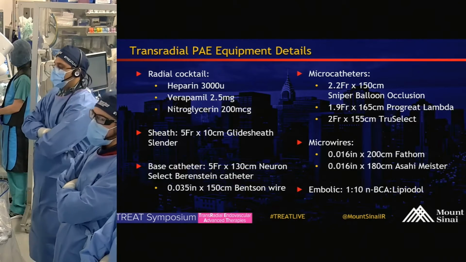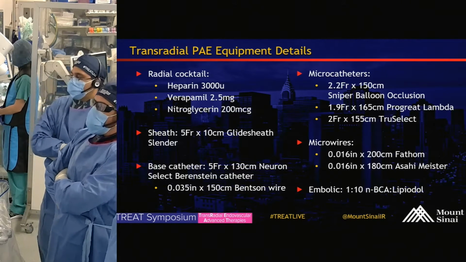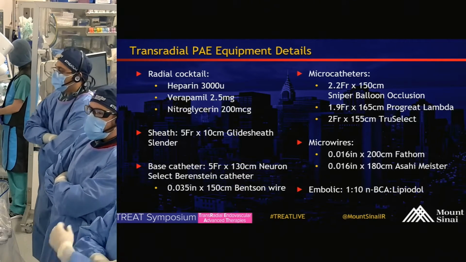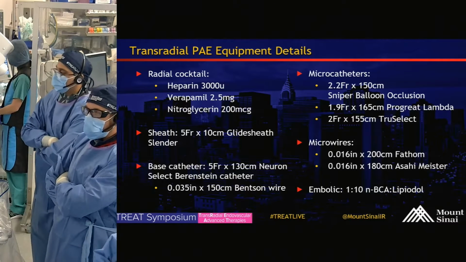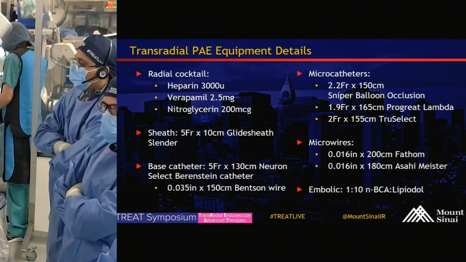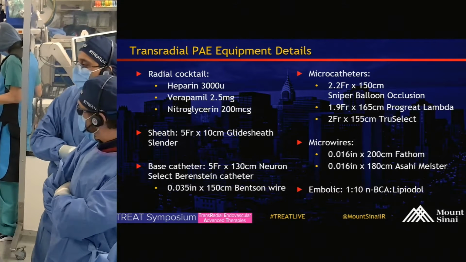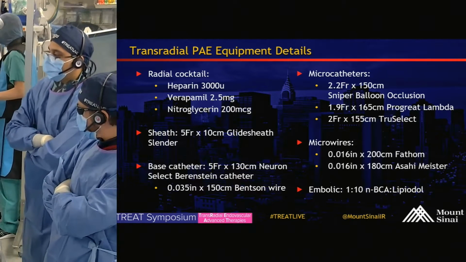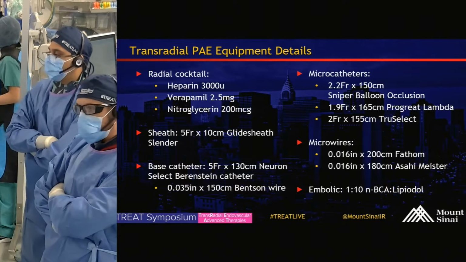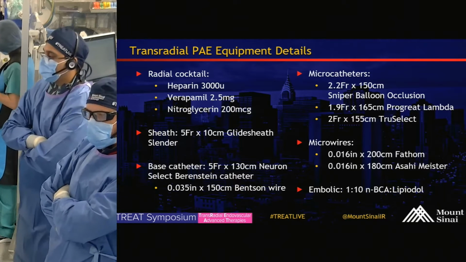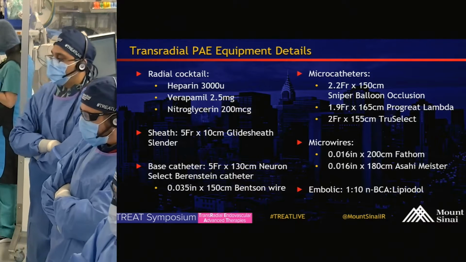In regards to the equipment details, we're doing radial access. So we're going to use a radial cocktail including heparin, verapamil, and nitroglycerin. We're using a Slender 5 French Glidesheath in the wrist, left radial artery, and our base catheter is a 5 French by 130 centimeter Neuron Select Bernstein catheter. And through that, we have a Benson wire.